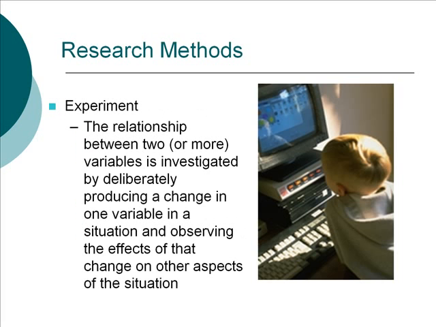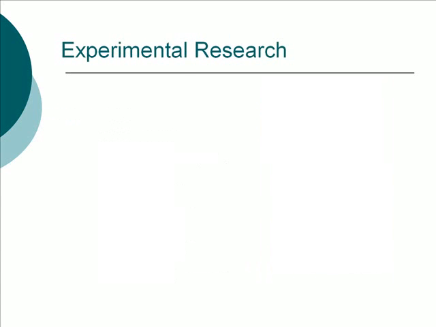The experiment in an experimental method is where the relationship between two or more variables is investigated by deliberately producing a change in one variable in a situation and observing the effects of that change on other aspects of the situation. Now I apologize if this gets a little too textbooky. That's where I lifted the definitions from. But we'll go ahead and try to make it a little more concrete later on.